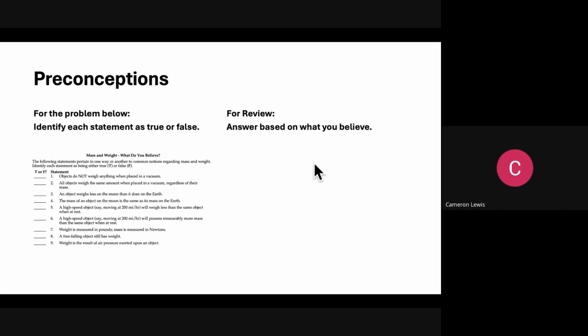All objects weigh the same amount when placed in a vacuum, regardless of the mass. So if me and you were to go in a vacuum, we would weigh the same. That's what you believe? If me and you go in a vacuum, we're going to weigh the same. Okay. So I got one true. Anybody else agree? I mean, it's the same as the previous question. We got one true.